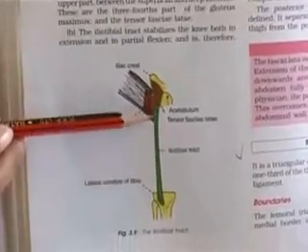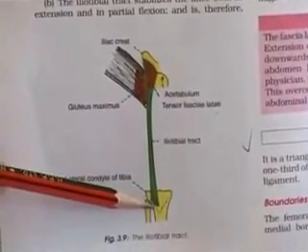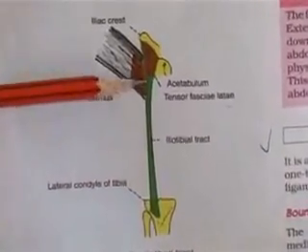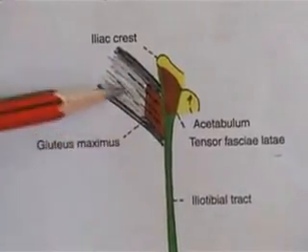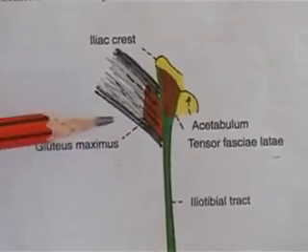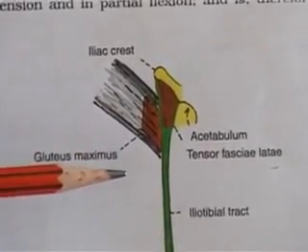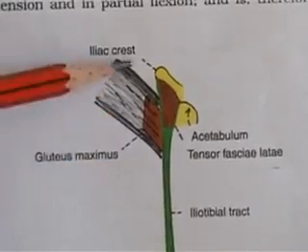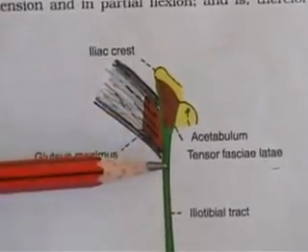This tract extends down till the lateral condyle of tibia. Into this iliotibial tract is also inserted the big gluteus maximus muscle, the whole of upper half and superficial part of lower half. That means almost 3/4 of the muscle is inserted into the iliotibial tract.